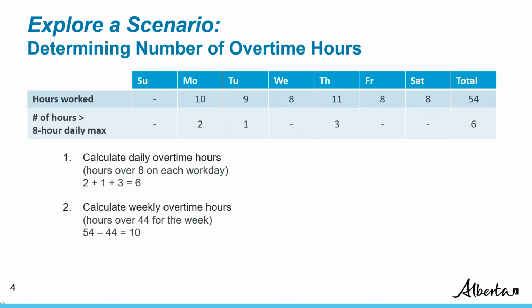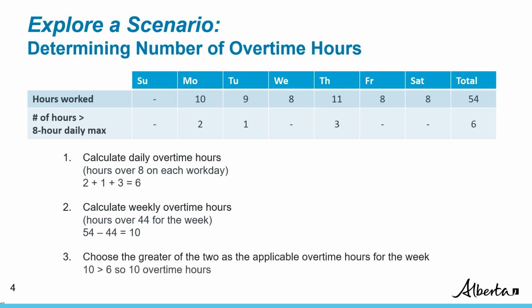Secondly, calculate the employee's weekly overtime hours. 54 is the total for all the hours of work for the week, and then subtract 44 from it. The total number of weekly overtime hours is then 10. Finally, compare both the daily and weekly hours and then pay the greater amount to the employee. This means for this scenario that the employee is entitled to receive 10 hours of overtime at 1.5 times their wage rate.